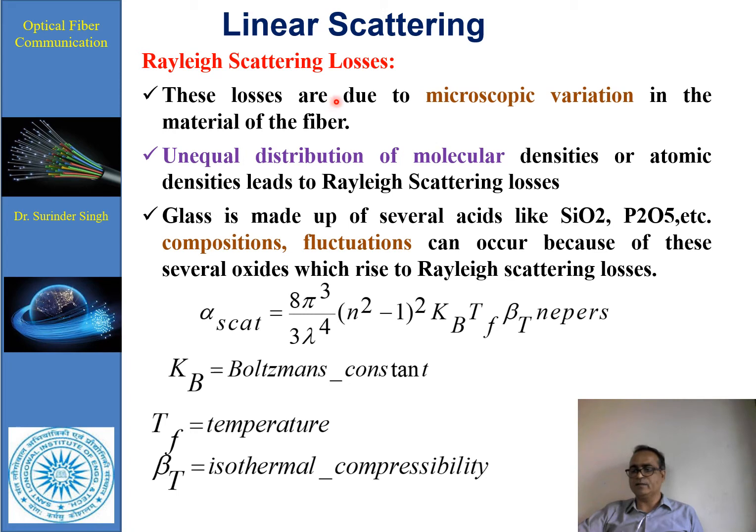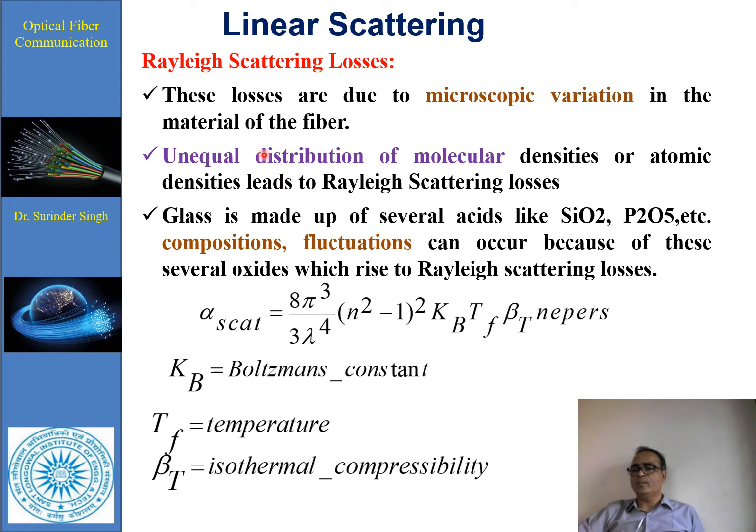Or any other composition variation or sometimes density fluctuation. All these are basically the cause of this. So first of all, we are dealing with the Rayleigh scattering loss. Rayleigh scattering loss is basically the dominant intrinsic loss mechanism in the low absorption window between UV and IR absorption tails. It results from the inhomogeneity of a random nature occurring on a small scale as compared to the wavelength of light.